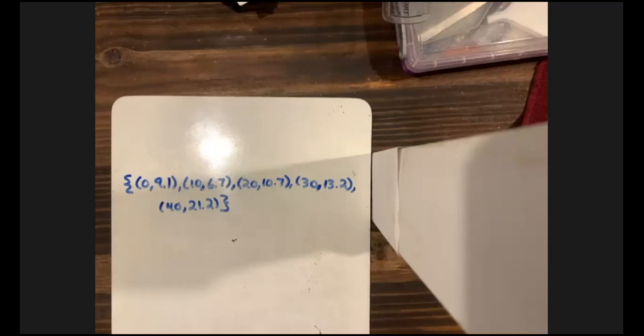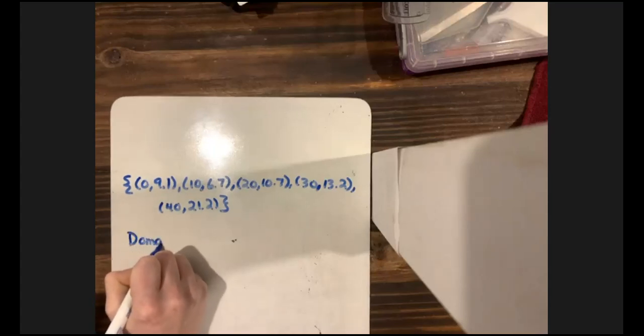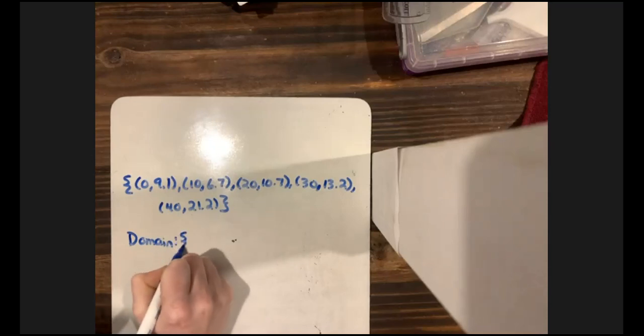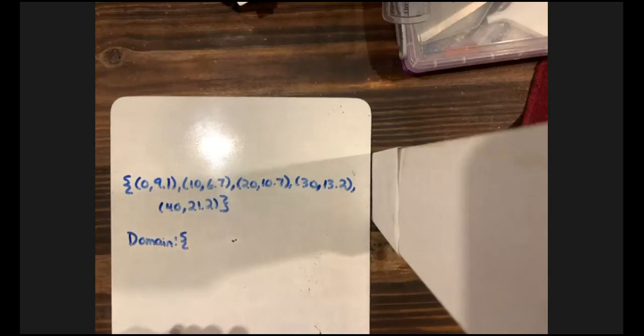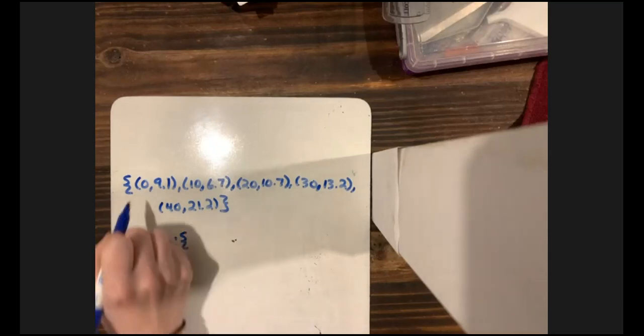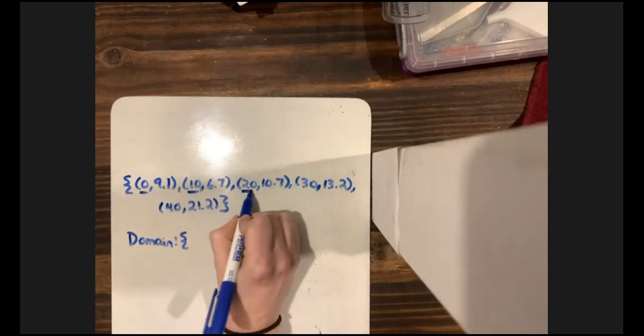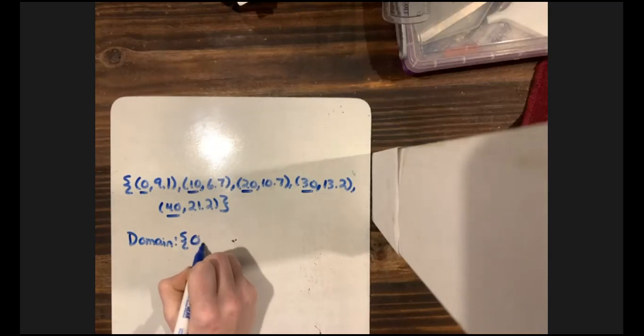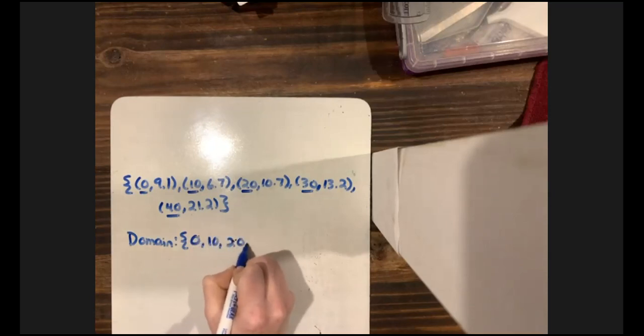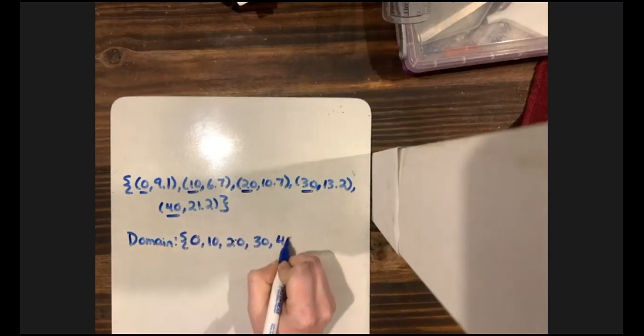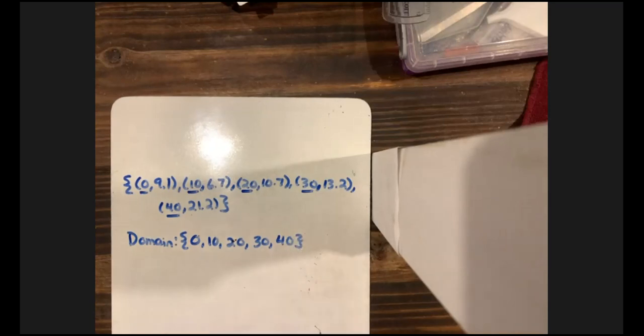Okay, and so when we look at this and we want to talk about the domain, since these are individually given points, I'm just going to individually list the values. And I'm going with these first values right up here in each one. So I have 0, 10, 20, 30, and 40. Now later on, we'll talk about how to do this if it's not individually given ordered pairs, if we have things like graphs or function equations, things like that.